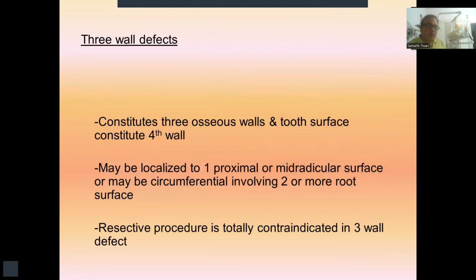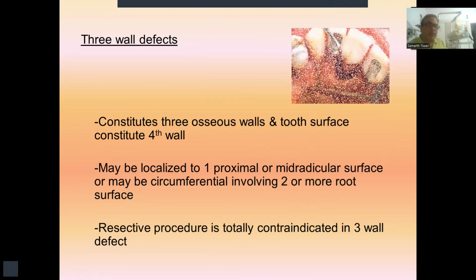Three-wall defects constitute 3 osseous walls, and the tooth surface constitutes the fourth wall. They may be localized to one proximal or mid-radicular surface, or may be circumferential, involving 2 or more root surfaces. Resective procedure is totally contraindicated in a 3-wall defect.